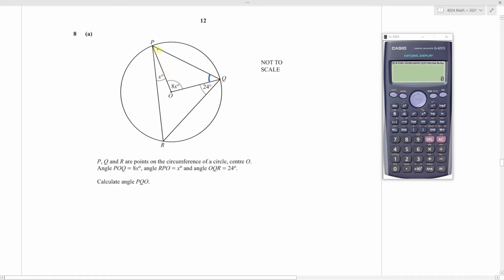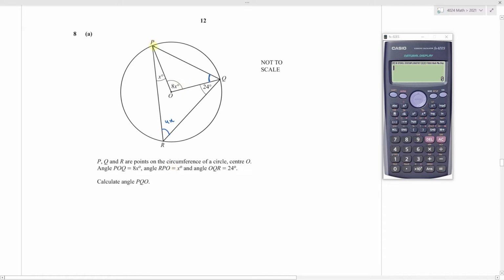So straight away, if you look at this angle, which is 8x, this is at the center, and the same segment makes the angle PRQ at the circumference. So this angle will be half of this, which is 4x, because angle at center is twice the angle at the circumference if they're subtended by the same segment in a circle. So this will be half.